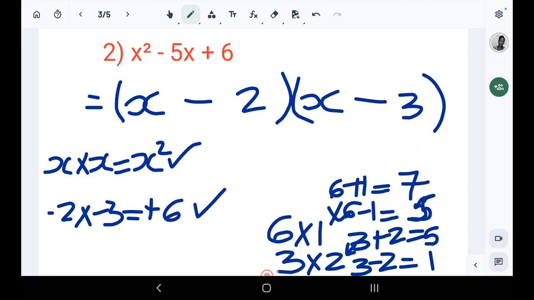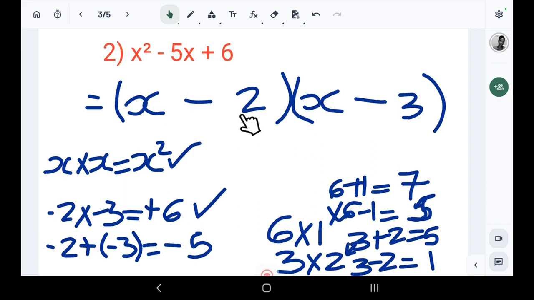Now let's check the middle term. Negative 2 plus negative 3 equals negative 5. If you need any help with adding integers, I just did a video on adding integers. Please go watch that video and make sure that you're comfortable with your integers and adding them. And that is the correct answer.